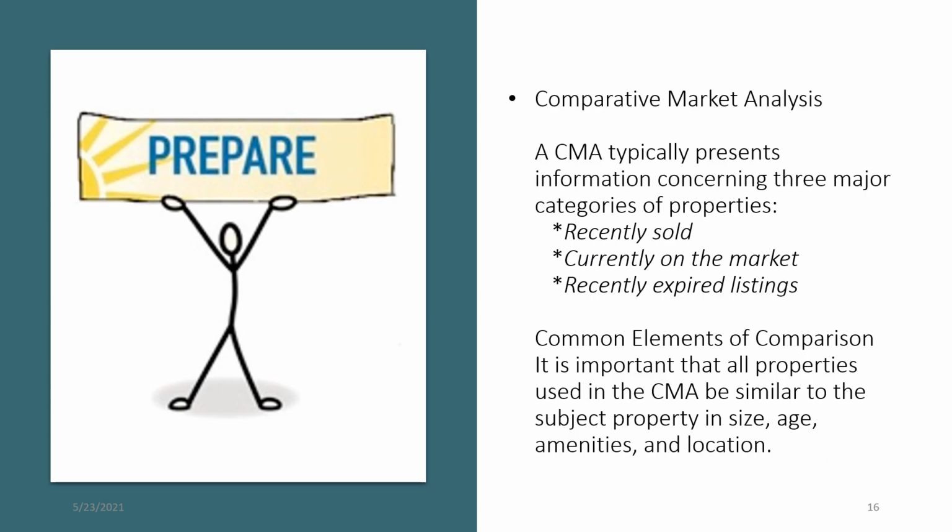A CMA, that's a comparative market analysis. It typically presents information concerning three major categories of properties: recently sold, currently on the market, and recently expired listings. Common elements of comparison is important. It's very important that all properties used in a CMA be similar to the subject in size, age, amenities, and location.